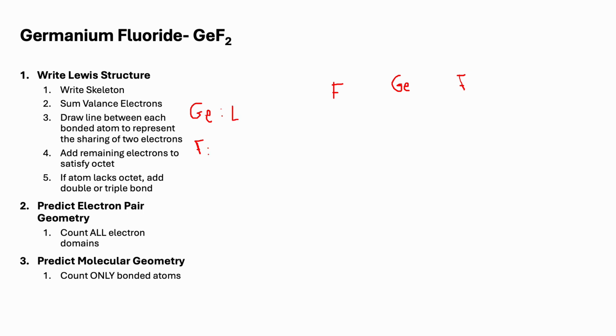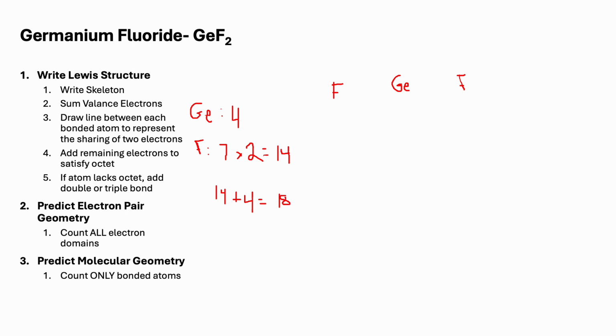Germanium has 4 valence electrons, and fluorine has 7, because fluorine is a halogen. Now there are 2 fluorines, so we're going to multiply that 7 by 2. That's going to get us to a total of 14 valence electrons with fluorine. And so a sum total is going to be 14 plus 4, and that is going to get us to 18.